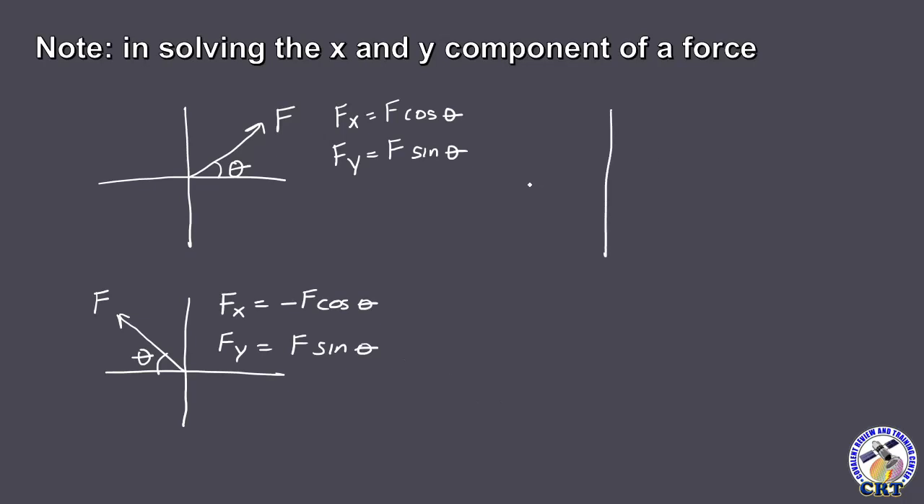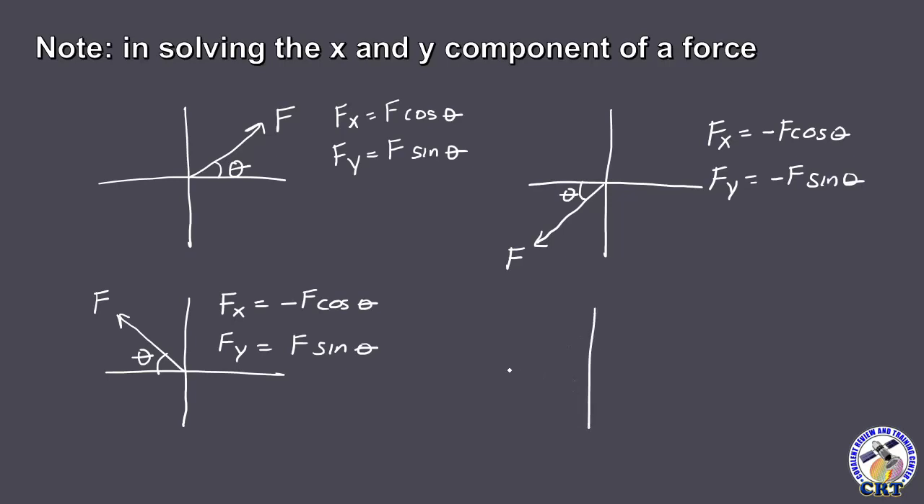Third scenario, if the force lies in the third quadrant, we need to get and locate the theta here. If this is F, so the x component is negative F cosine theta, and the y component is negative F sine theta.